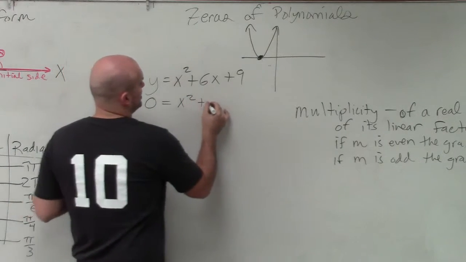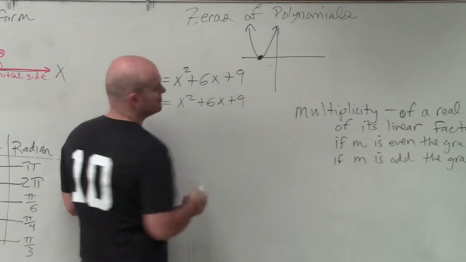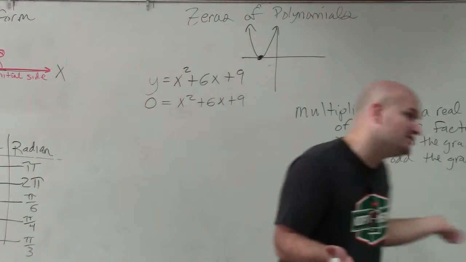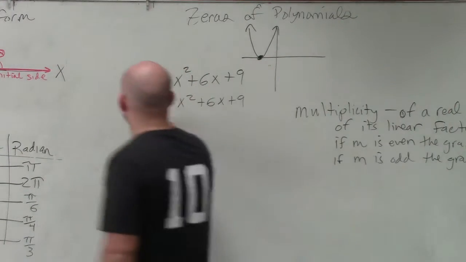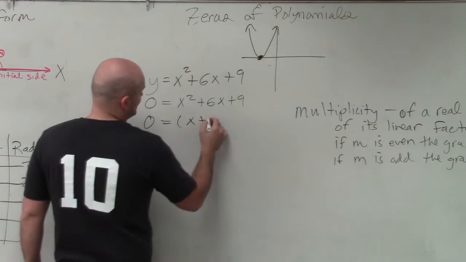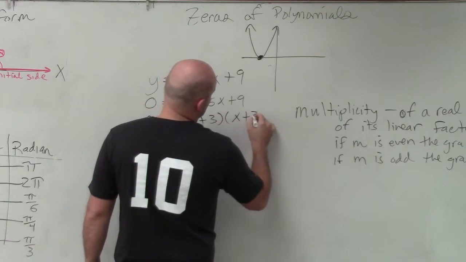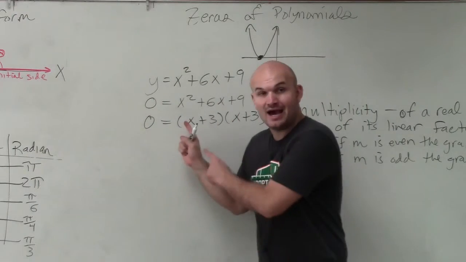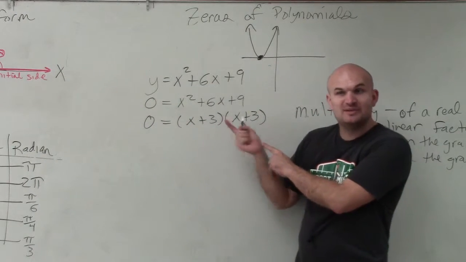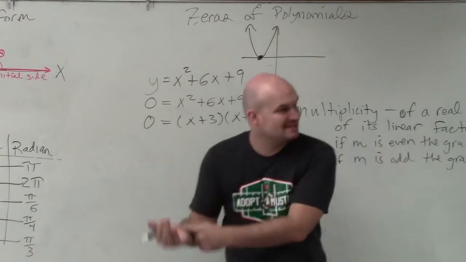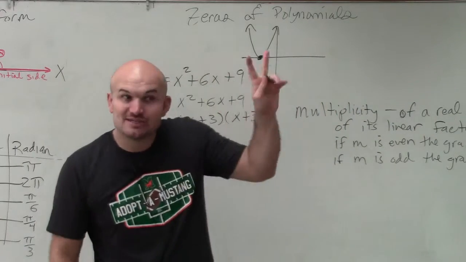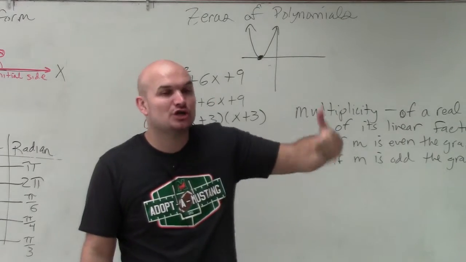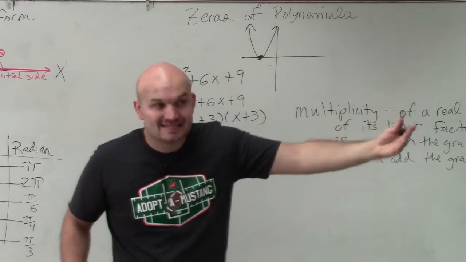Then you'd say x squared plus 6x plus 9. Right? And then we go and factor this. And we'd say, what two numbers multiply to give you 9, add to give you 6? And you'd say, oh, 0 equals x plus 3 times x plus 3. Correct? Do you guys see how I have two factors, but the factors are exactly the same? Correct? So I still have my two solutions, my two factors, but it's the exact same one.